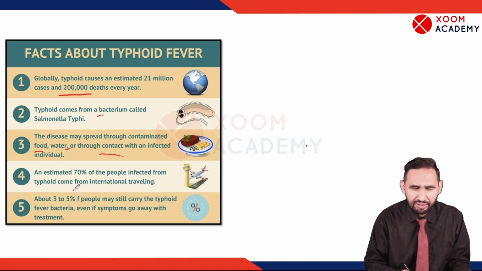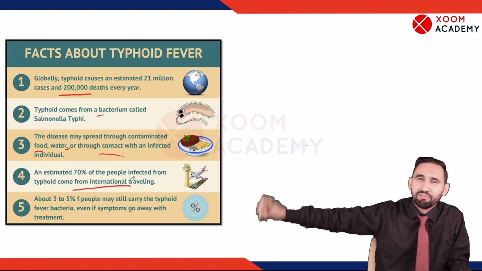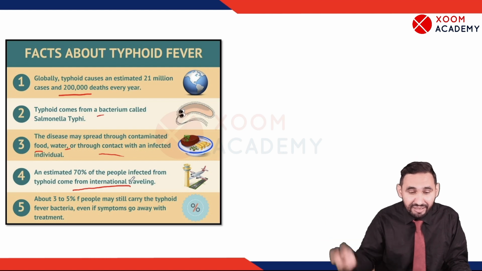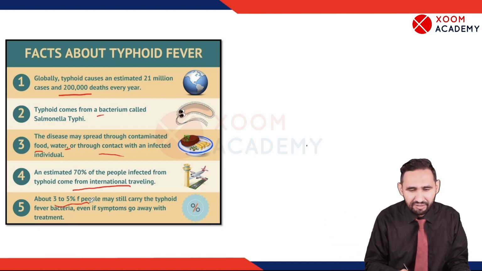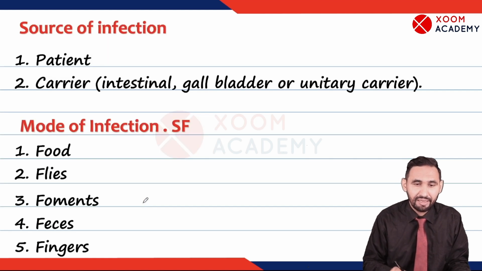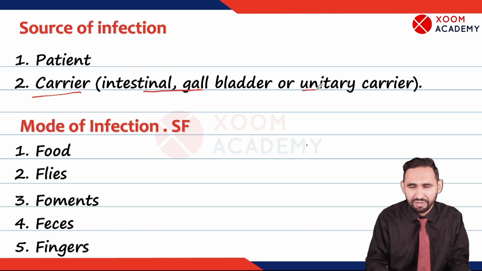70% of people are infected from traveling. There is international traveling. People are traveling from Pakistan to Africa, from Pakistan to Europe. So they are spreading typhoid fever to these countries. The other problem: 3 to 5% of people still carry typhoid bacteria because they don't complete the treatment. They may be converted into carriers. Source of infection is a case or carrier, predominantly carriers. They reside in the gallbladder. There are urinary carriers also, who reside in the kidneys.